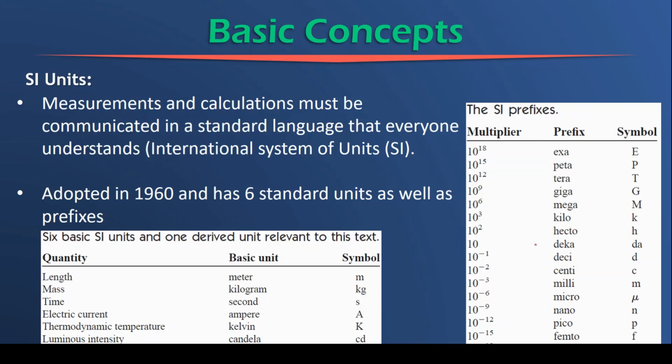For example, 10 to the power 1 will be given as deca, 10 to the power 2 is given as hecto, 10 to the power 3 is given as kilo, for example, kilogram, 10 to the power 6 is given as mega, 10 to the power 9 giga, 10 to the power 12 tera, 10 to the minus 3 milli, micro is 10 to the negative 6, nano is 10 to the negative 9, and pico is 10 to the negative 12, etc.